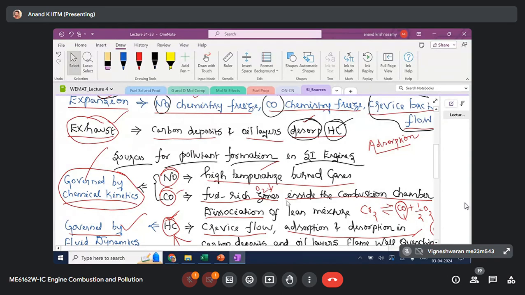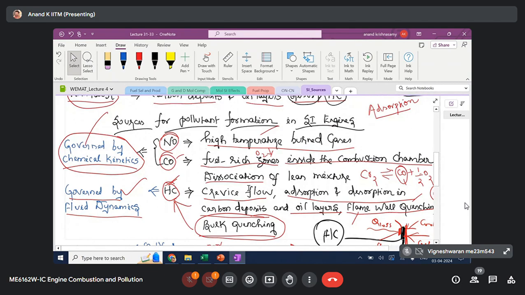So in summary, as we have seen, NO and CO are formed due to kinetics. NO is primarily governed by high temperature, CO primarily governed by oxygen availability. But nevertheless, these two processes are kinetically controlled. NO and CO formation processes are chemical kinetically controlled processes. Whereas HC is slightly different compared to NO and CO. This is primarily governed by boundary layer fluid dynamics.